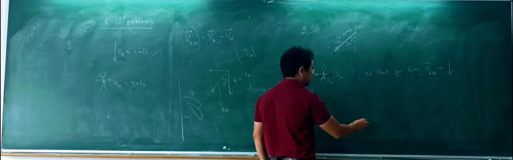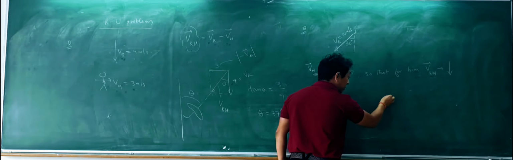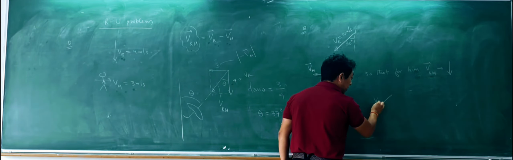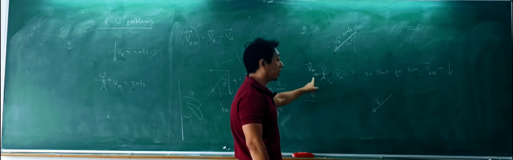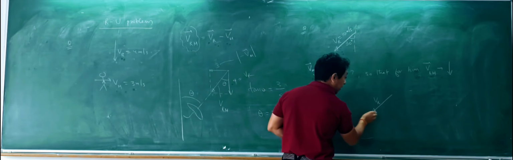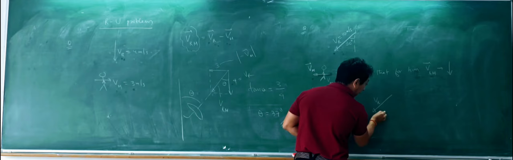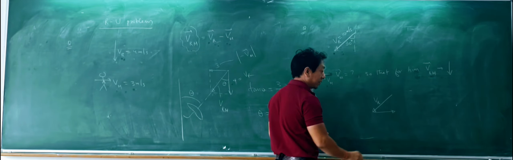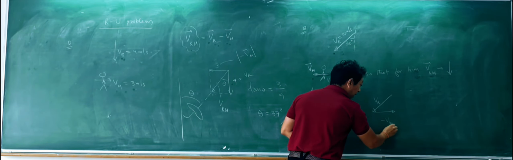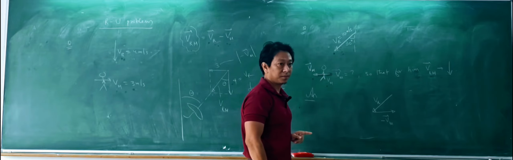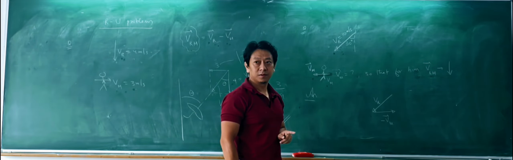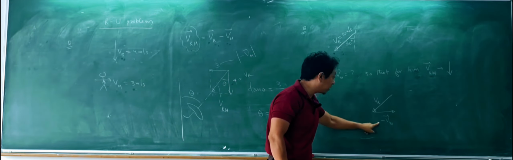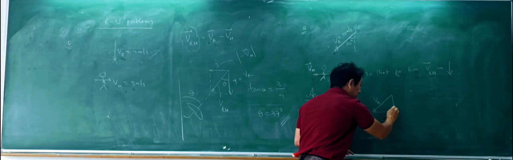Now what will be the answer? How will I do it now? This is whose velocity? Rain's velocity. I have to add the opposite of this. Where will the opposite be? Here. How much do I have to add? Exactly this much only. This is minus Vm vector. Now if I add this one with this one, where will the resultant be? This one.